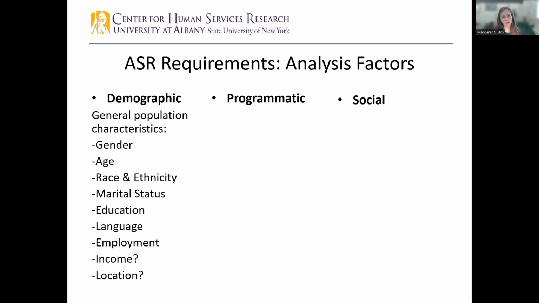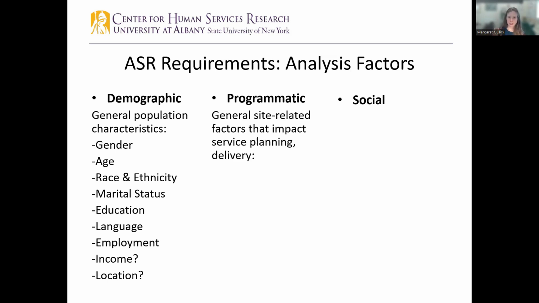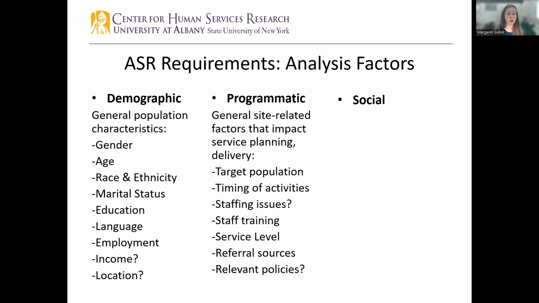All right, let's think about programmatic for a second. Programmatic data is going to be general site-related factors that impact service planning and delivery. So this is what your program is doing. So think for a second about what a programmatic factor that you could look at would be. The programmatic factors might include who the worker was who worked with that family.